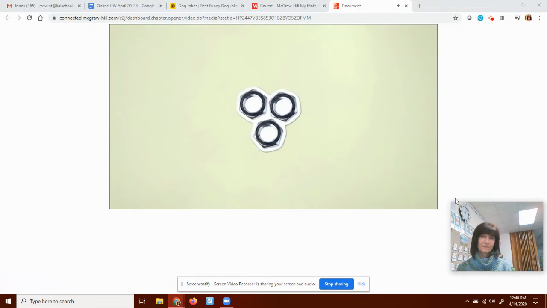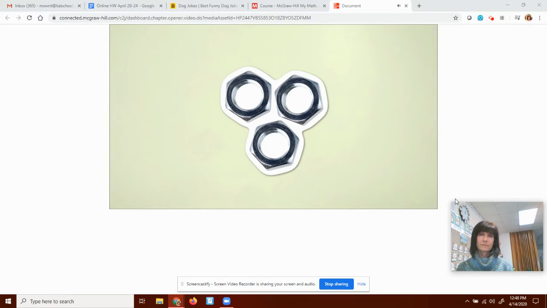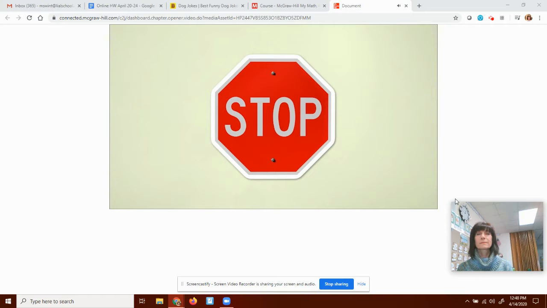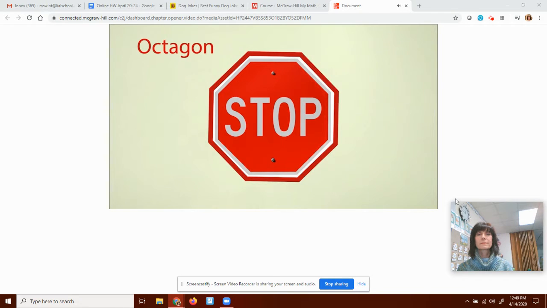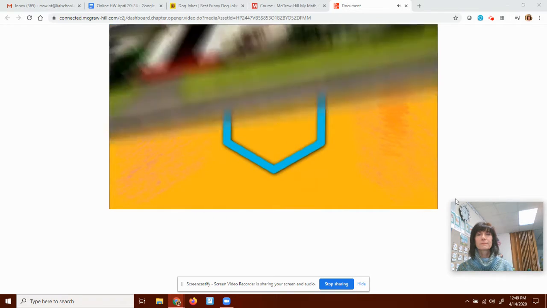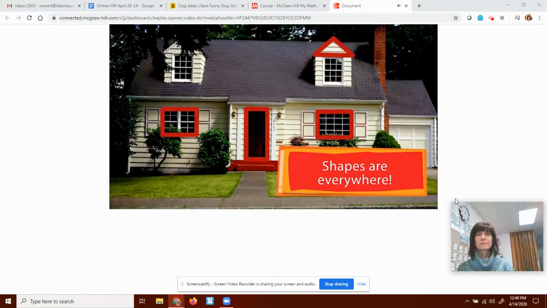Then I found these in my dad's toolbox. They have 1, 2, 3, 4, 5, 6 sides. So they're in the shape of a hexagon. And at the end of my street, there's a stop sign. It has 1, 2, 3, 4, 5, 6, 7, 8 sides. So it's an octagon. As you can see, there are shapes everywhere you look. What does geometry look like in your day?